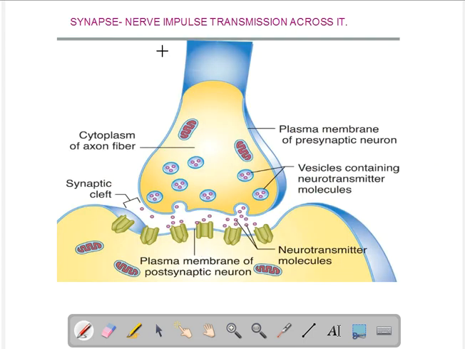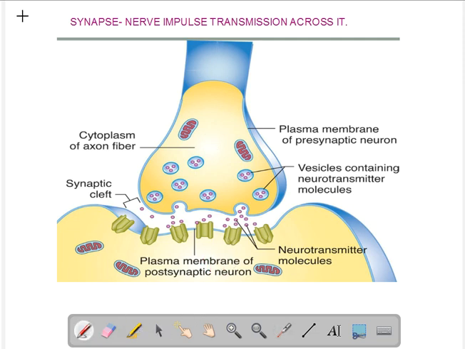Now, here in this particular diagram, we'll try to understand, in spite of the presence of a gap between the two neurons, how does the disturbance or the nerve impulse travel from one neuron? How does the electric impulse travel from this neuron and jump across this gap to the other neuron? How does that happen? So let us try to understand the mechanism.